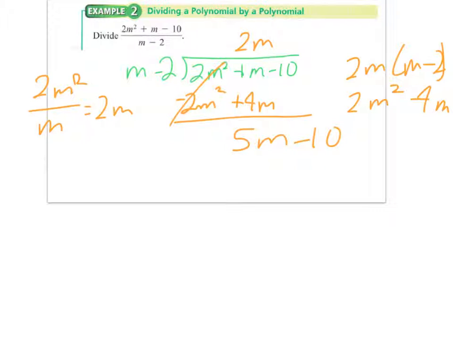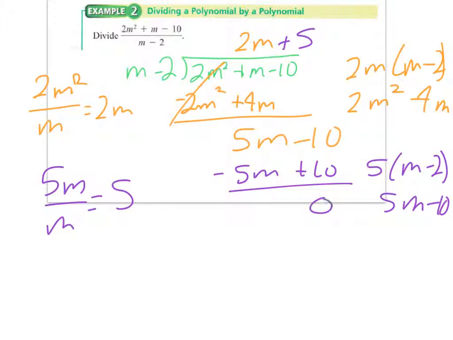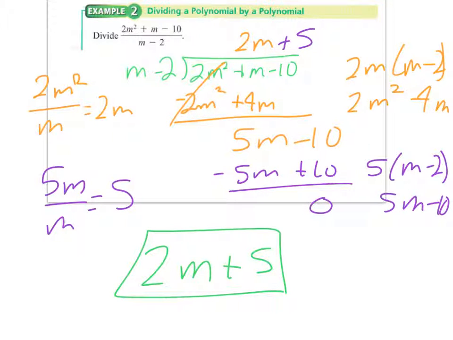Now what I have left of my dividend, the 5m minus 10, is the same degree as my divisor, so I can go through my process one more time. Start by dividing 5m by m, it just gives me 5, so there's the last part of my quotient. Then I need to find the product of 5 times the m minus 2, so it gives me 5m minus 10. Again, I'll switch my signs because I'm really subtracting, so I'll subtract the 5m and add the 10. Now in this case they both cancel out, so we end up with a remainder of 0. So the answer, in this case 2m plus 5, is the result of 2m squared plus m minus 10 divided by m minus 2.